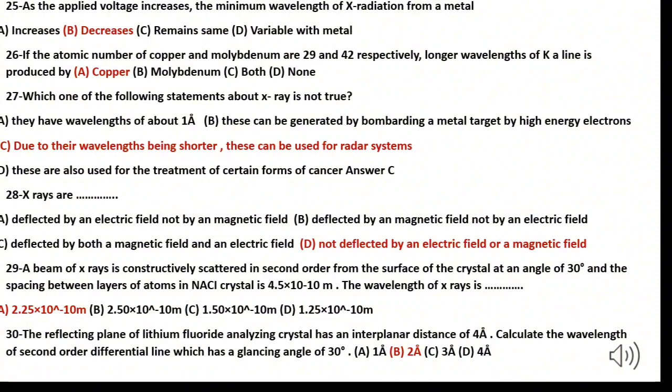29. A beam of X-rays is constructively scattered in second order from the surface of a crystal at an angle of 30 degrees, and the spacing between layers of atoms in the NaCl crystal is 4.5 by 10 to the power negative 10 meters. The wavelength of the X-ray is 2.25 by 10 to the power negative 10 meters.